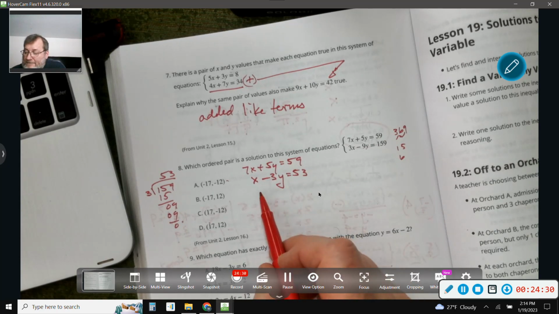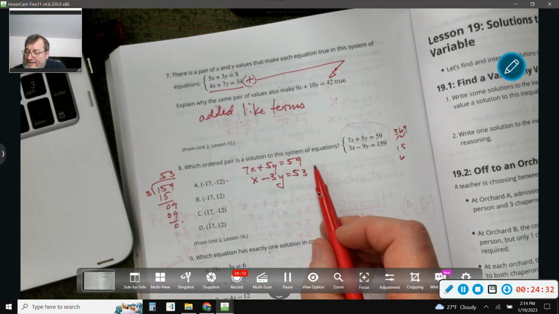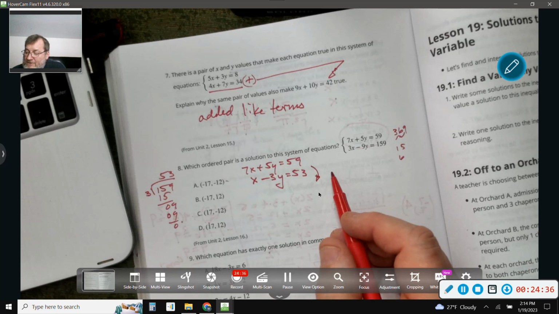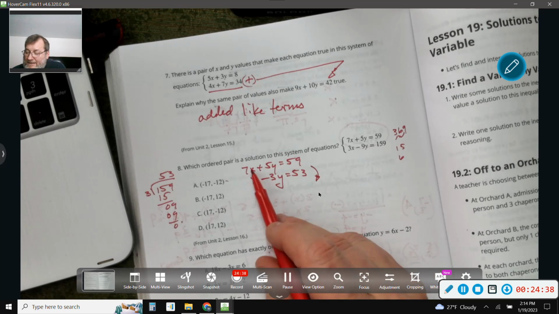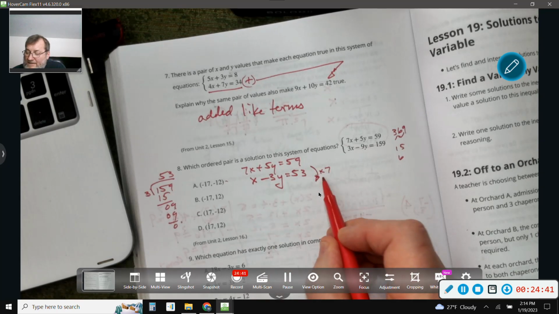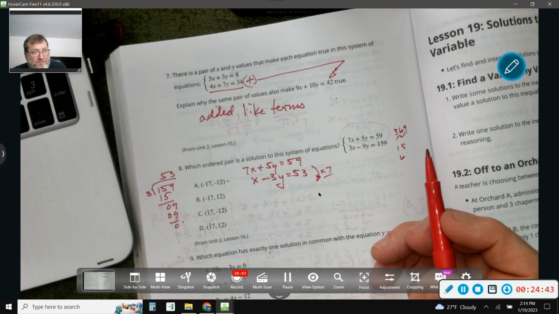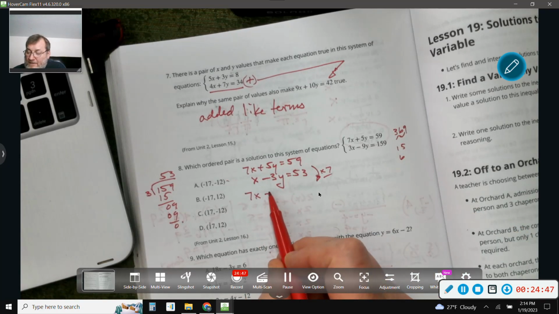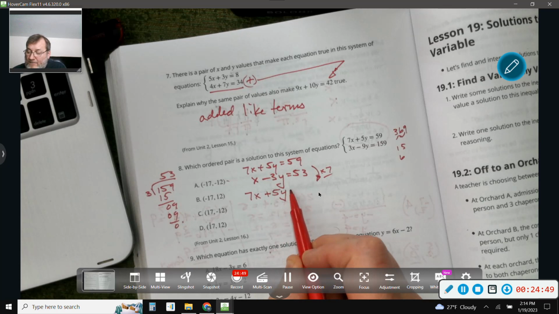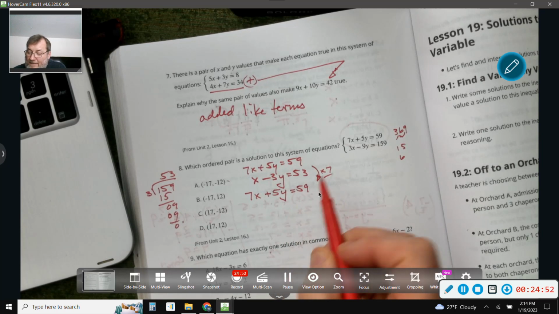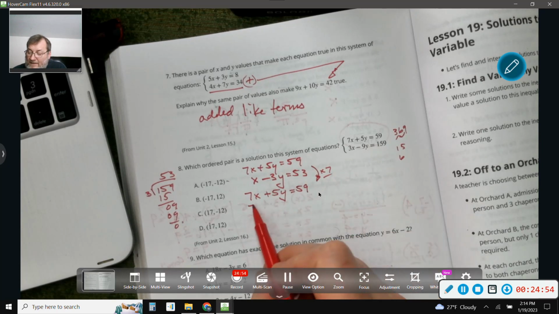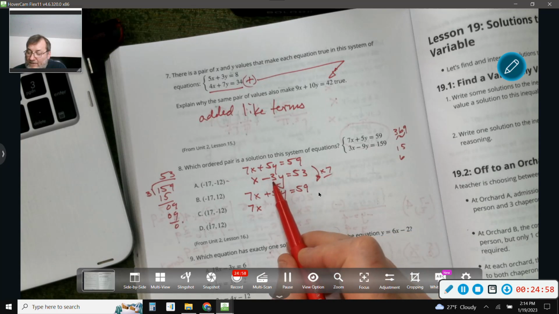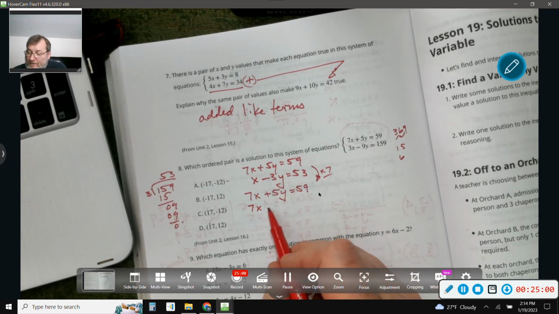So let's see. How about I try to eliminate the x's. I'll multiply the bottom one by 7, just to make my life a little bit easier. Again, there's more than one way to solve these things. You might have a different way of solving it, which is just fine. Now I take this bottom one and multiply by 7, I get a 7x. If I multiply 7 here, I'm going to get a negative 21y.